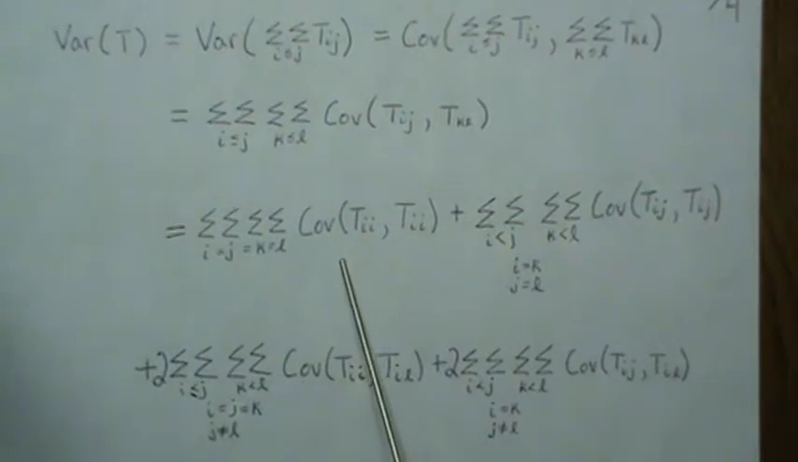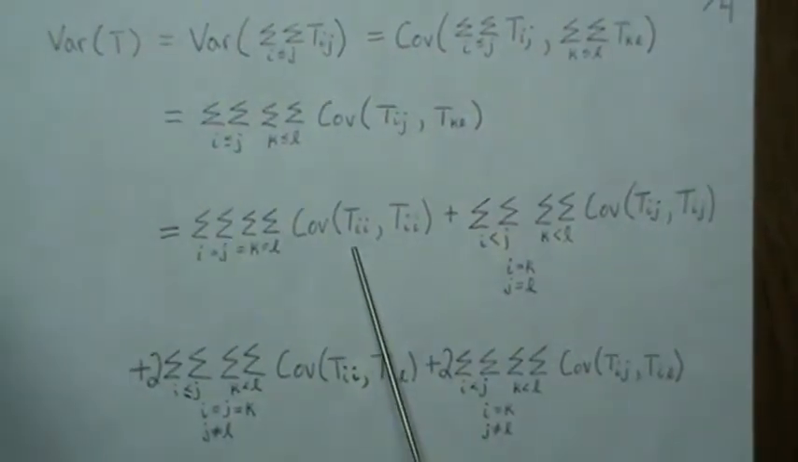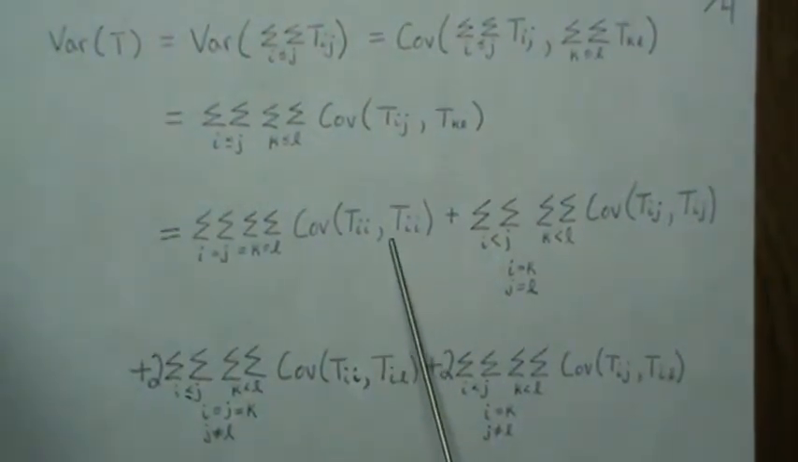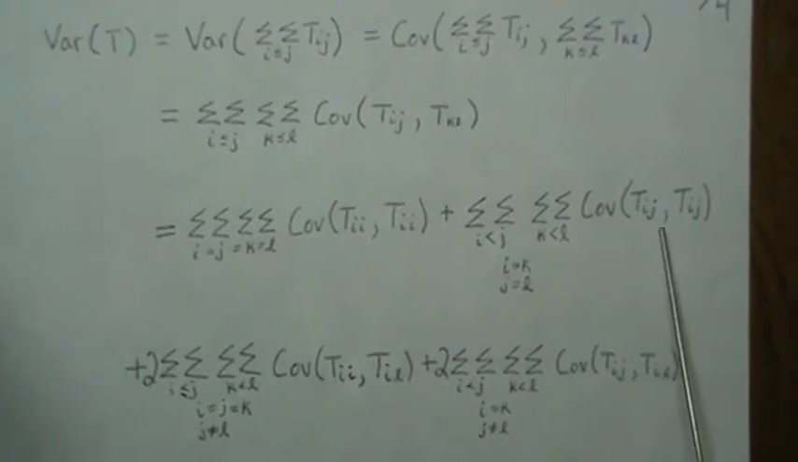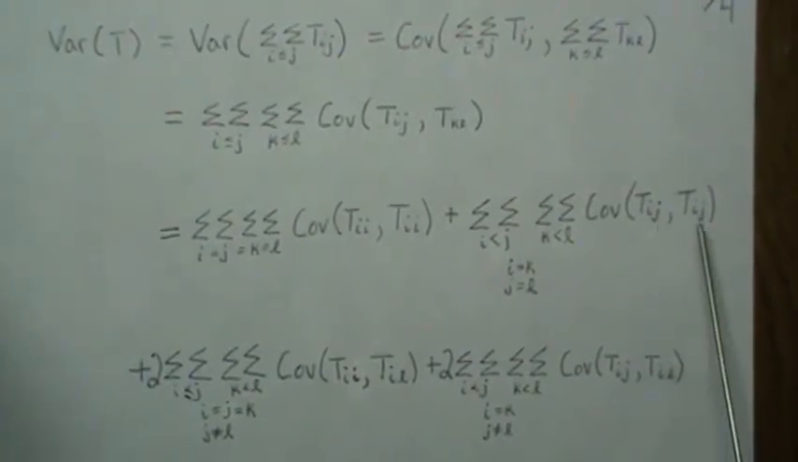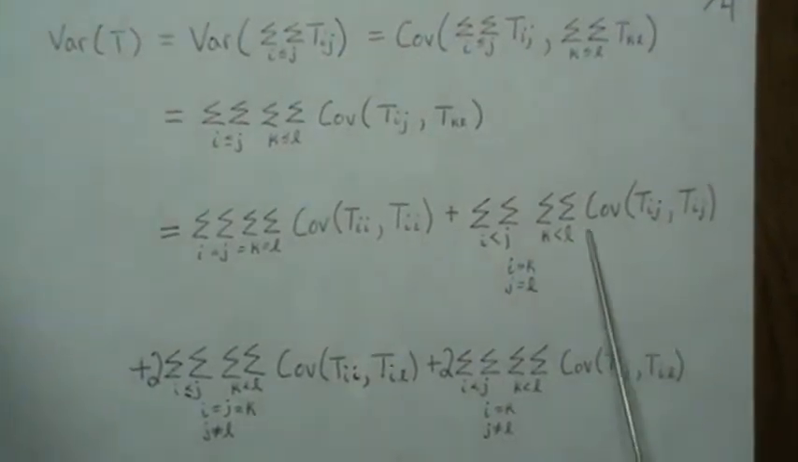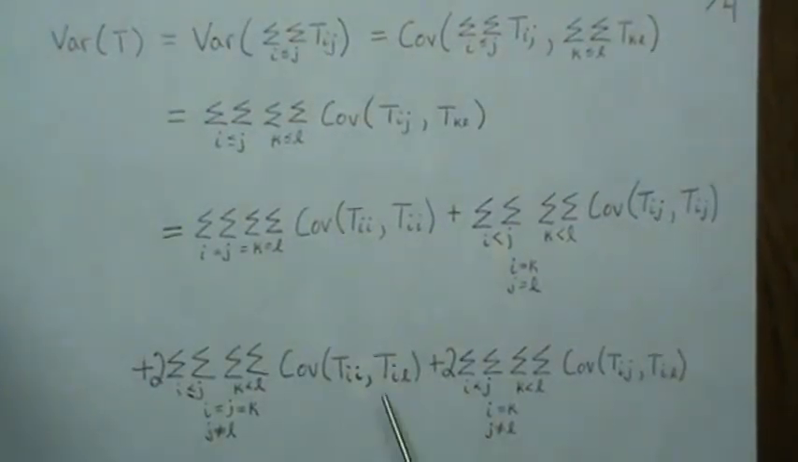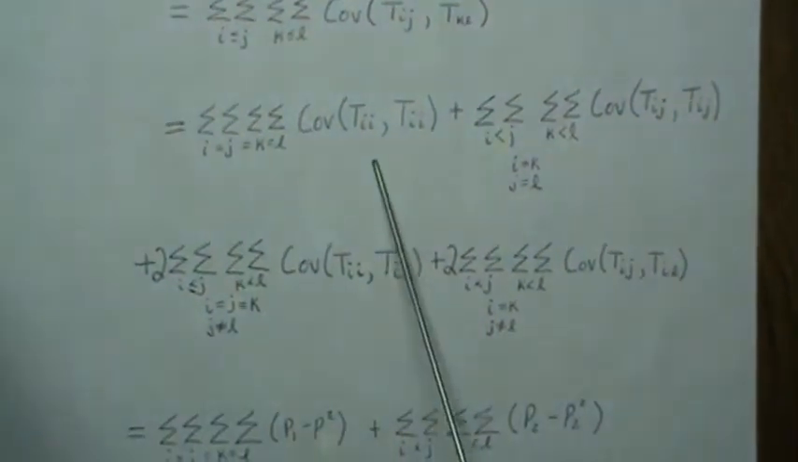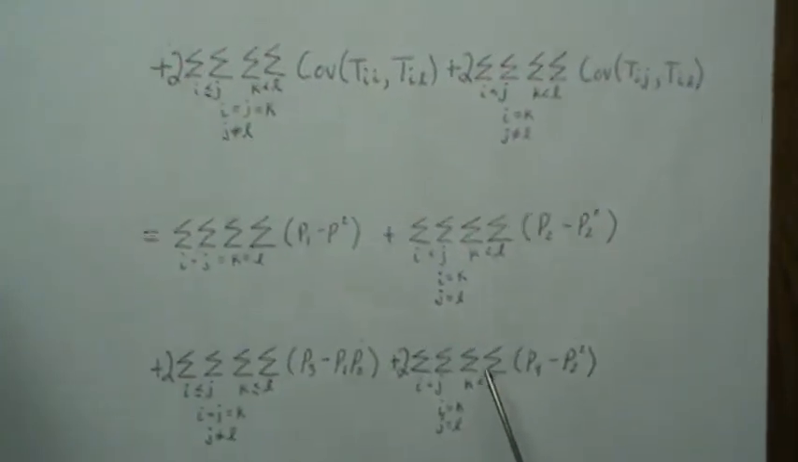So then each of these covariances for each i is the same, and same here. So for each ij combination, we get the same value for each of those. So I'm going to plug in those values here.